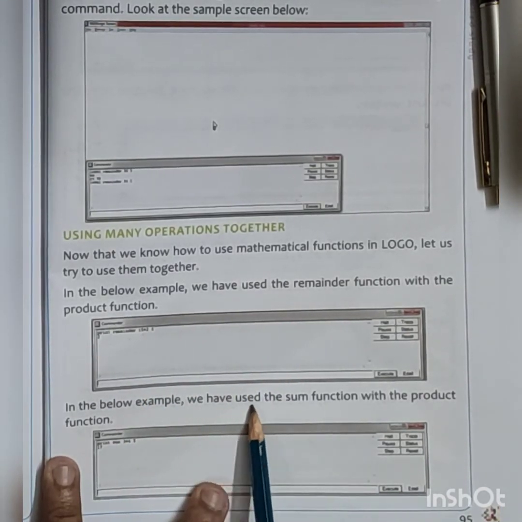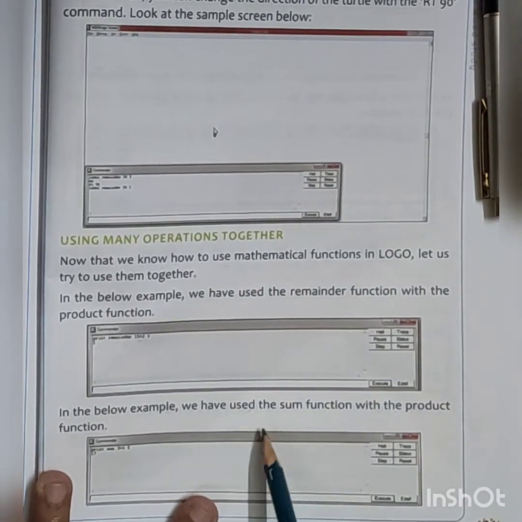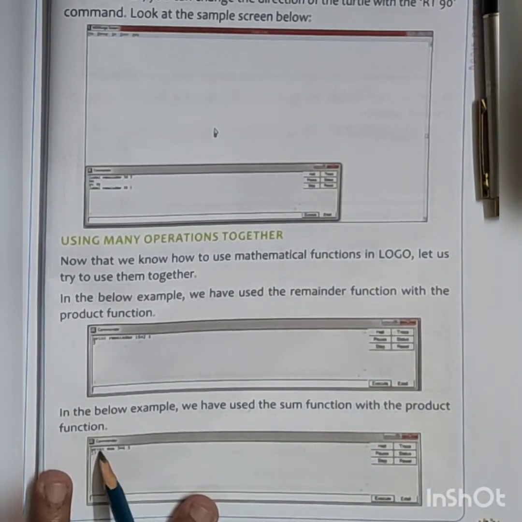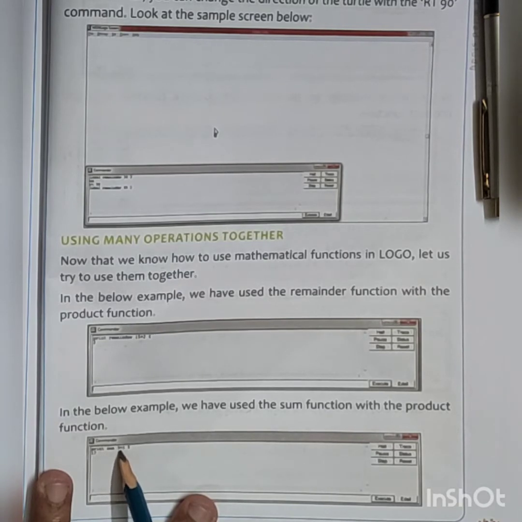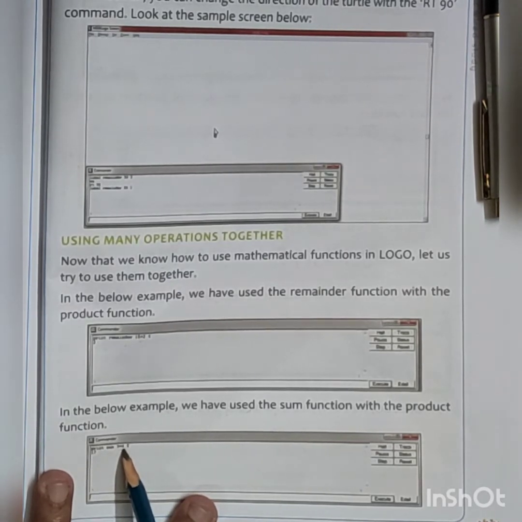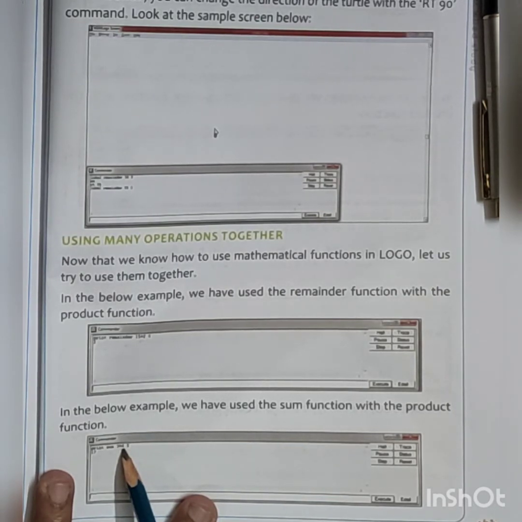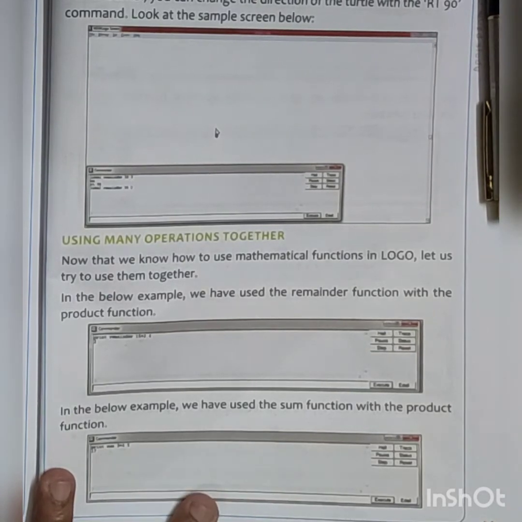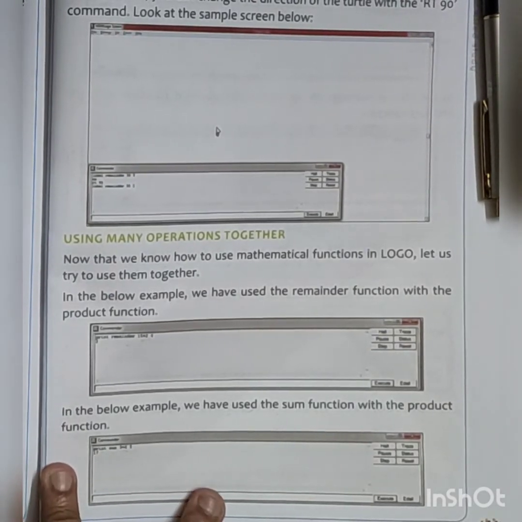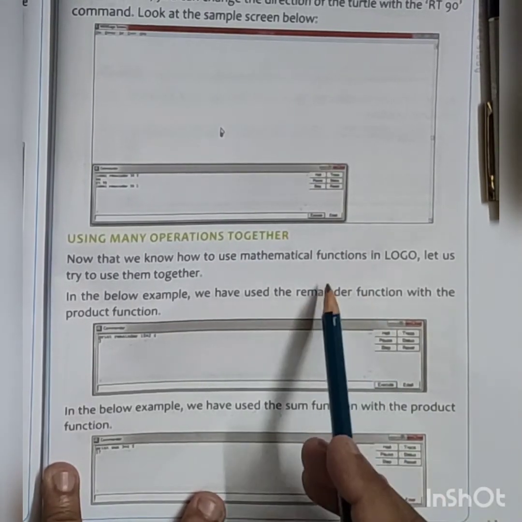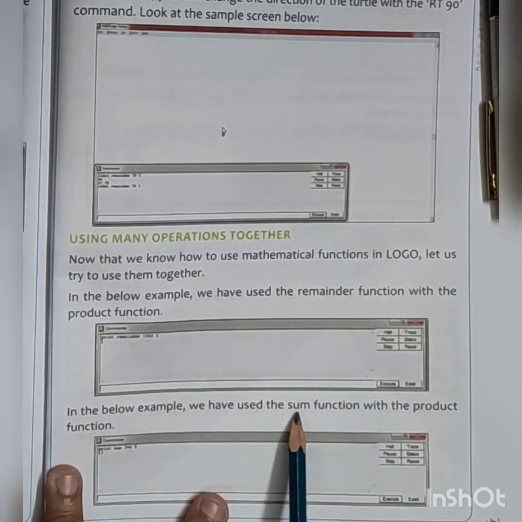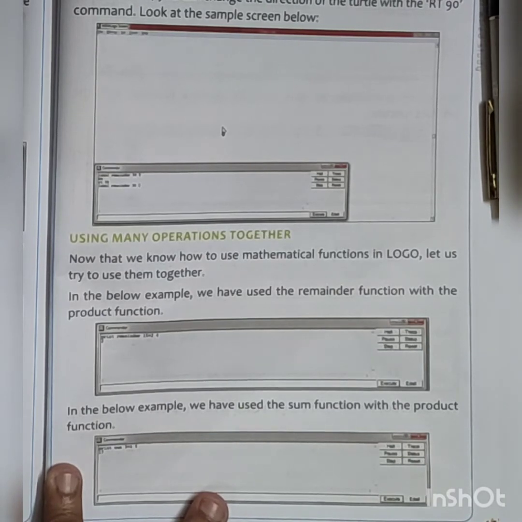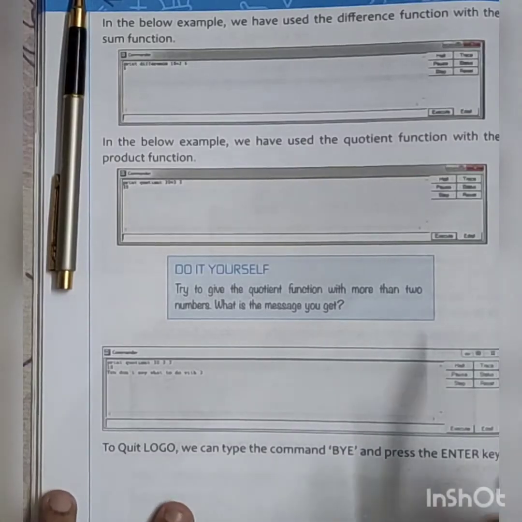In the same way we can use sum and product together. So here we have written print sum 3 times 4, 5. The answer: 3 times 4 will become 12. 12 will be added to 5, it will become 17. So two functions we can use together also. Here we are using the remainder function and product function, and here we are using the sum function and product function together. Okay.